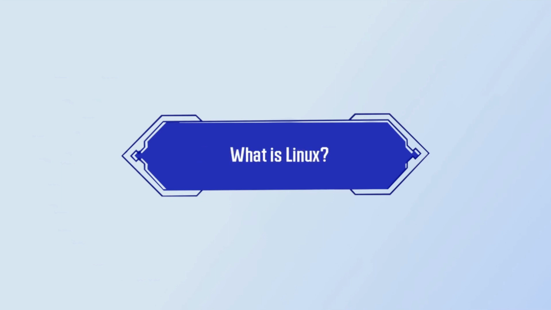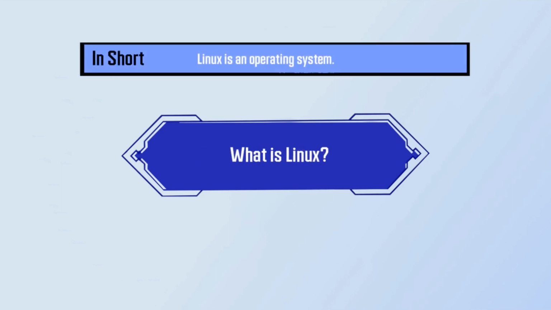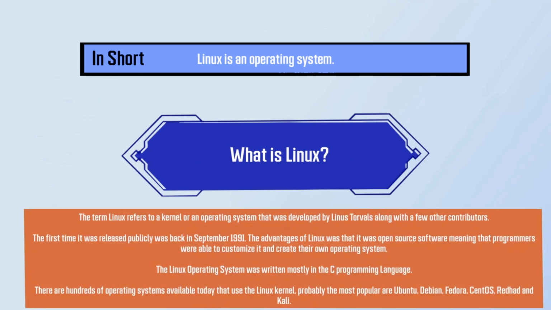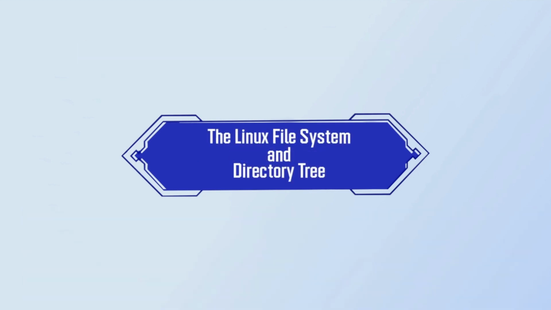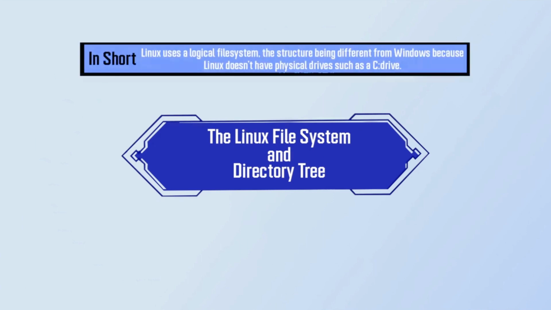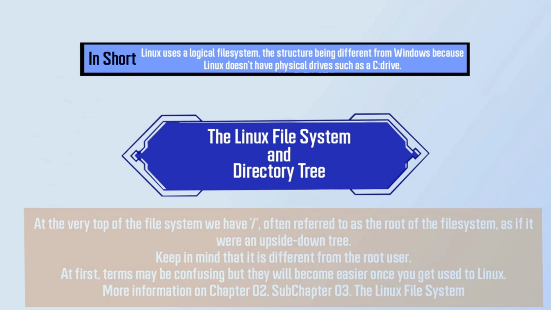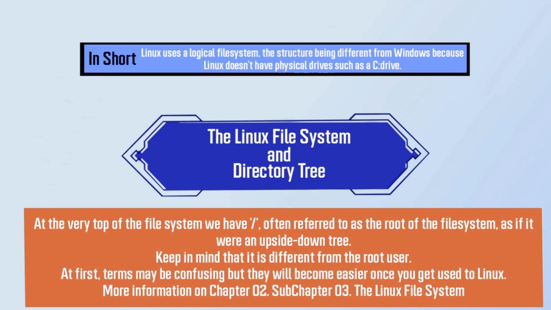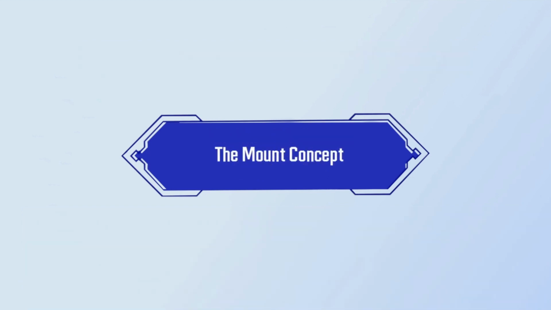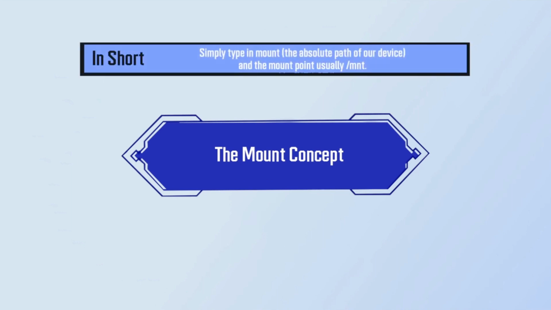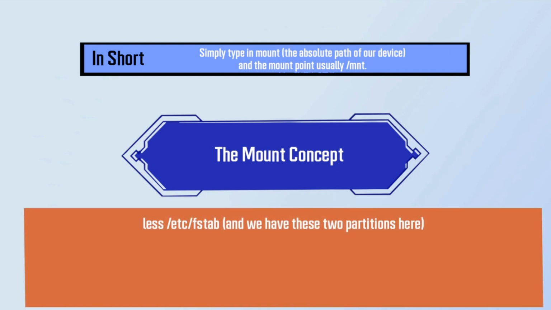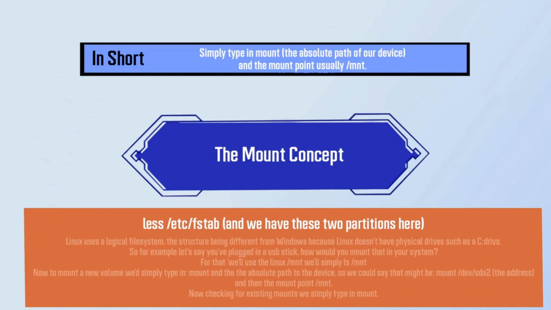What is Linux? Linux is an operating system. The Linux file system and directory tree. Linux uses a logical system, the structure being different from Windows because Linux doesn't have a physical drive such as a C drive. The mount concept. Simply type in mount, the absolute path of the device, and then the mount point that usually is /mnt, or you can try // space /etc/fstab.